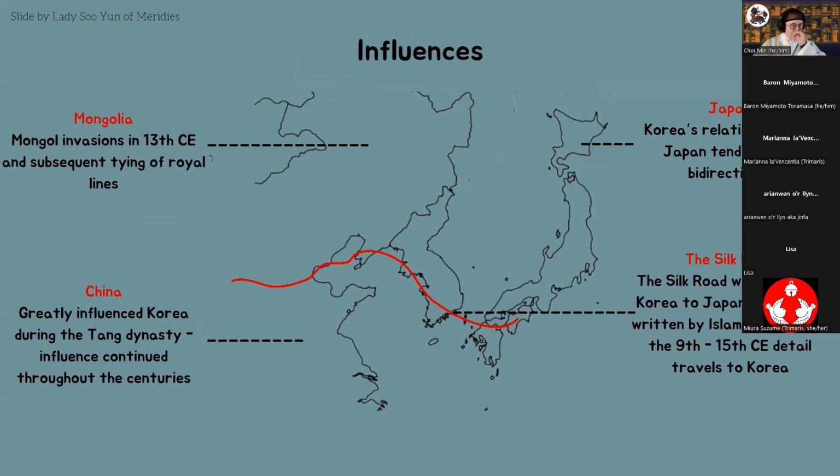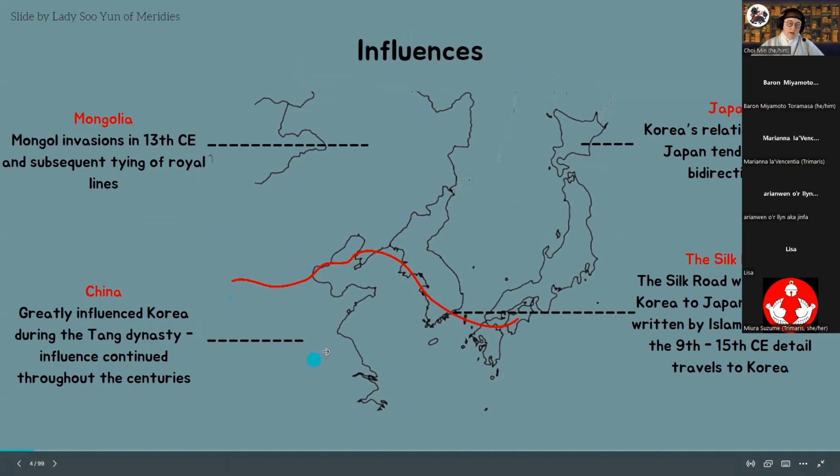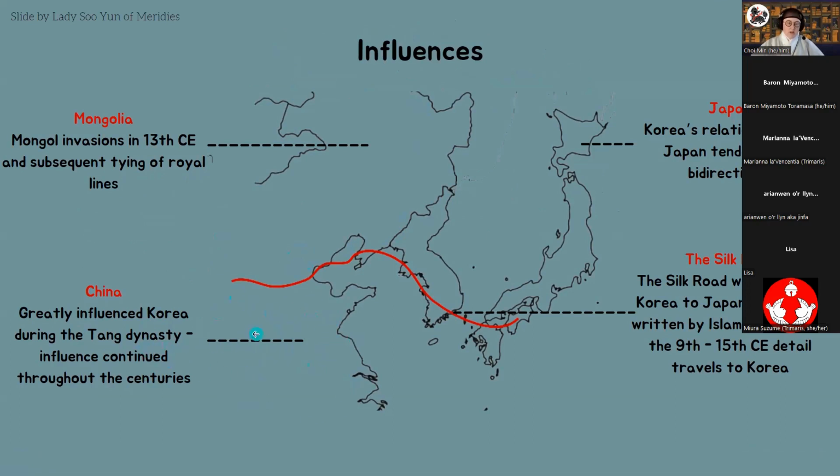Okie doke. So I have a slide here that I have borrowed with permission from Lady Suyun of Meridier's that is in her Hanbok class, and she had a good map showing Silk Road trade routes, and it just shows you in relation. Mongolia is up here, and this is the rest of China down here. The center of population for China is down here, and that's where the capital Chang'an was for a long time.